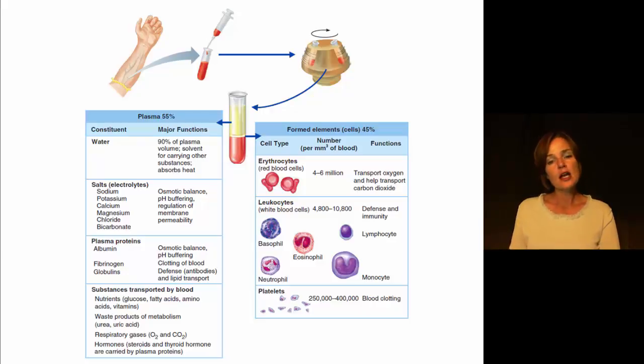And then the formed cells, we have erythrocytes, which are our red blood cells. We have leukocytes, which are going to be white blood cells. And then we also have the platelet component.